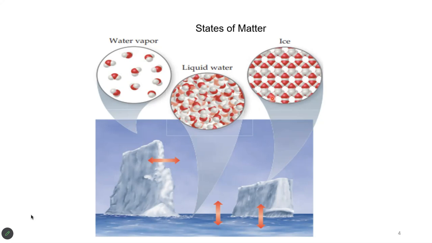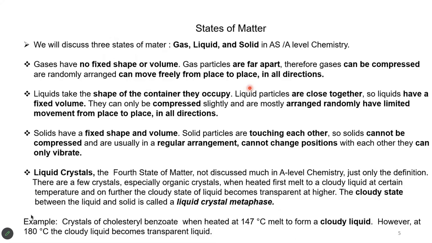Solid is very regularly arranged. So if we, from this slide, define gas, liquid, and solid, these 3 states of matter: gas has no fixed shape or volume. Molecules in gas are far apart. Gas can be compressed, and its molecules can move freely from place to place in all directions.